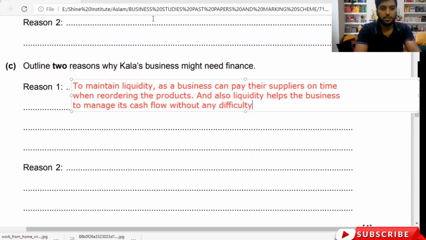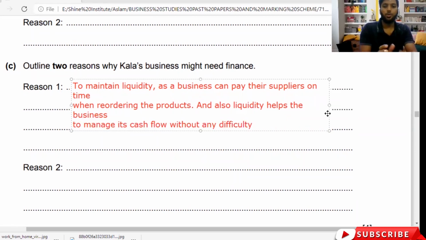My text, I am writing it in a very shorter way, but you need to understand in exams. So when you are writing this answer, guys, I've given you the basic reason to maintain liquidity: a business can pay their suppliers on time when reordering, and also when ordering the products, you need to have enough cash. And also liquidity helps the business to manage its cash flow without any difficulty.